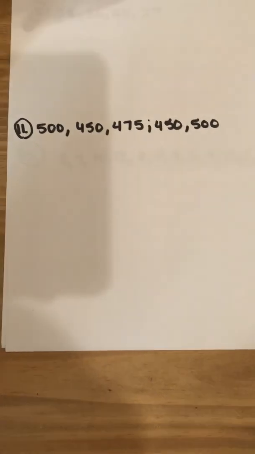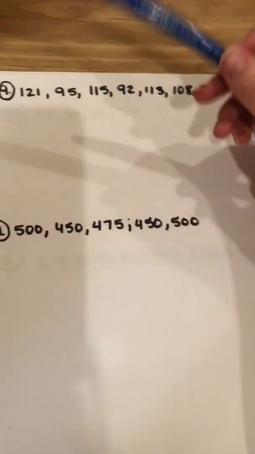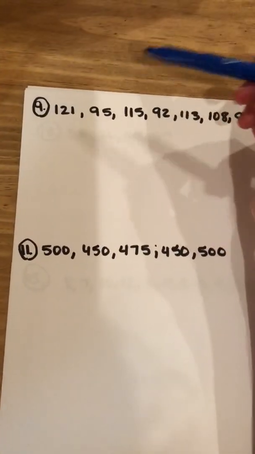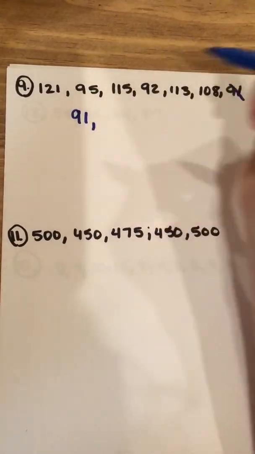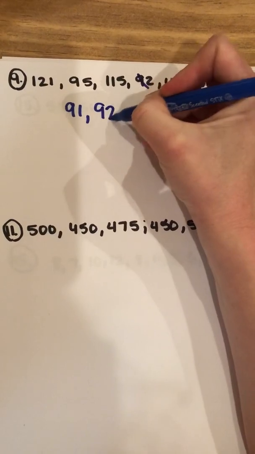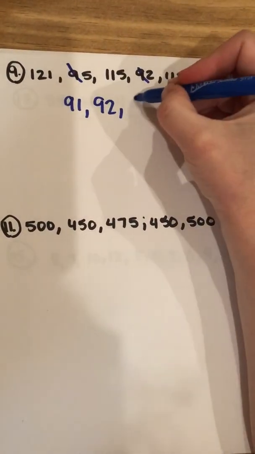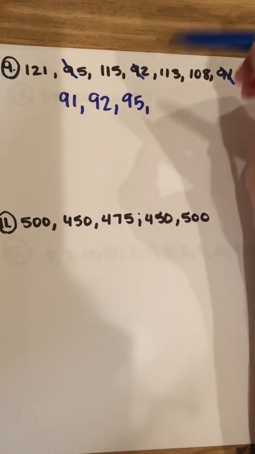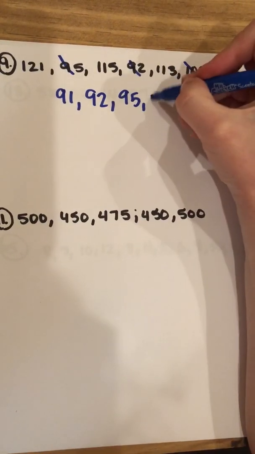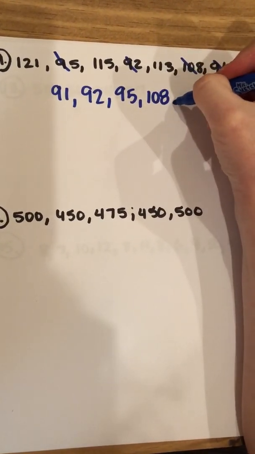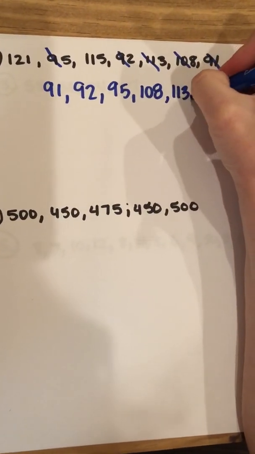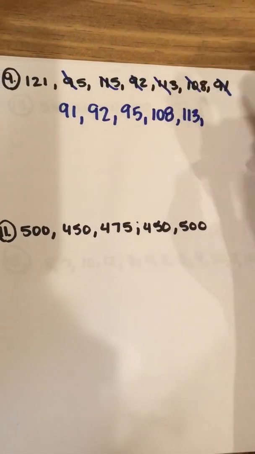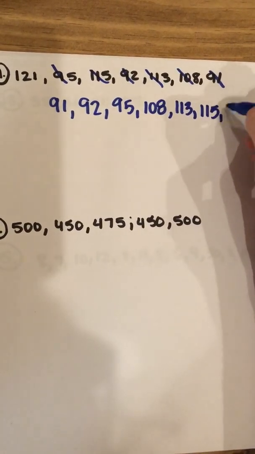Okay, number 9. Here's my data set. I'm going to first order it from least to greatest. 91, 92. It's just a good habit. It's not useful today, but it's a really good habit to get into, because you are going to be rarely asked to just find the median. 115 and 121.